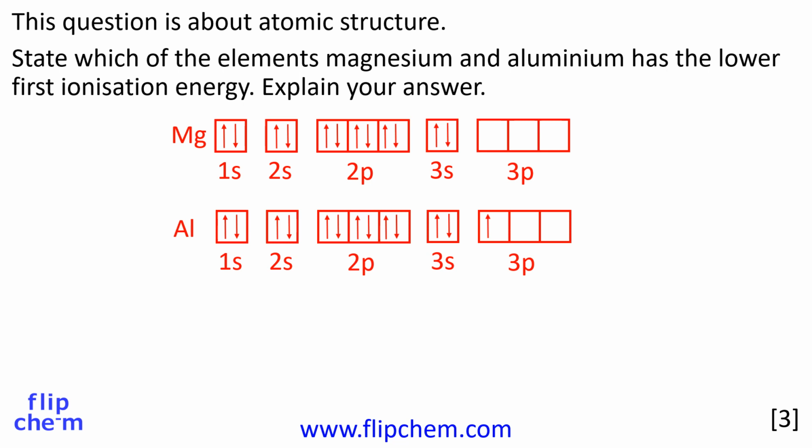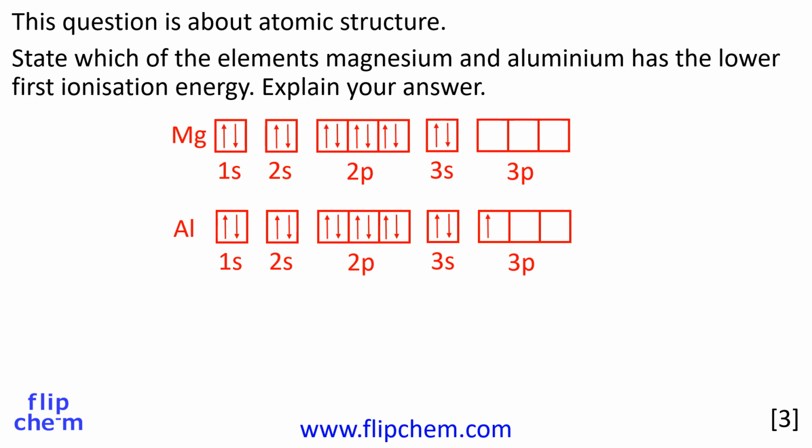I've given the electron configuration of both of these elements in box notation here. Both magnesium and aluminium are in period 3. They both have the same shielding. Aluminium has a greater nuclear charge and aluminium has a smaller atomic radius. From this information, you might expect magnesium to have a lower first ionisation energy.